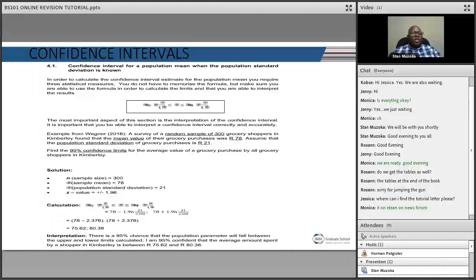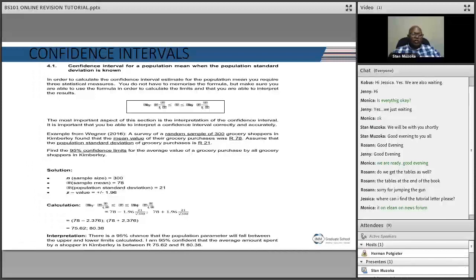So, yes, you then substitute and you get your 78 minus 1.96 multiplied by 21 over square root of 300, less than or equal to mu, less than or equal to 78 plus 1.96 multiplied by 21 over square root of 300. And then you now get your lower limit and your upper limit. The first part calculates your lower limit. The second part calculates your upper limit. Therefore, your lower limit is 75.62, your upper limit is 80.38.